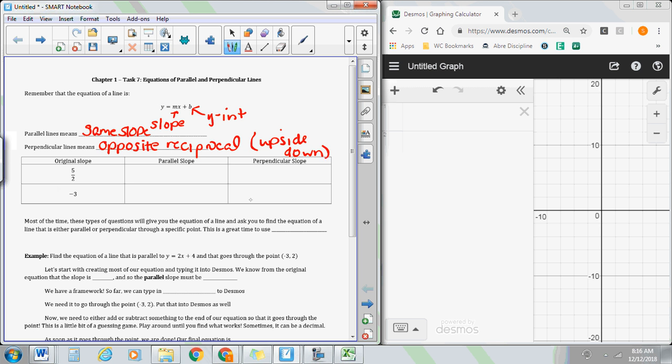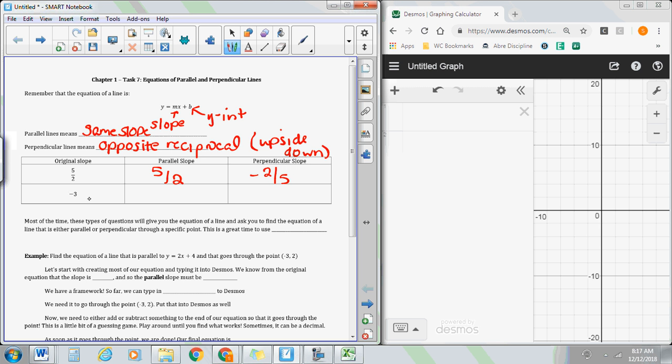So I just made this little table real fast so we could talk about some examples. If I know that the original slope is 5/2, the parallel slope is the exact same thing. So if the original is 5/2, the parallel is also 5/2. If I wanted the perpendicular slope of 5/2, it would be the opposite reciprocal. So firstly, I notice that this original is a positive number, so my perpendicular will be negative. And reciprocal just means flip it upside down. So it's 5/2 right now, so the perpendicular would be -2/5. And that's really it. This is not as scary as it seems.